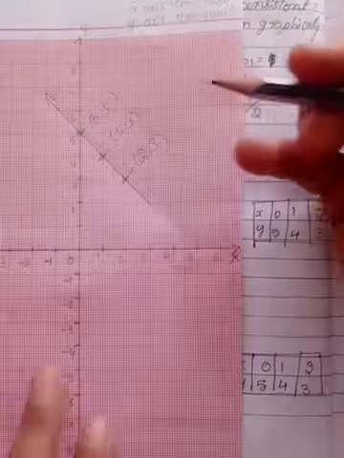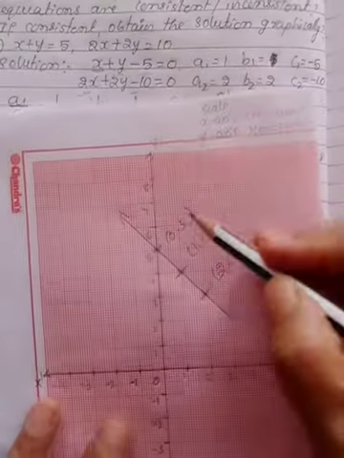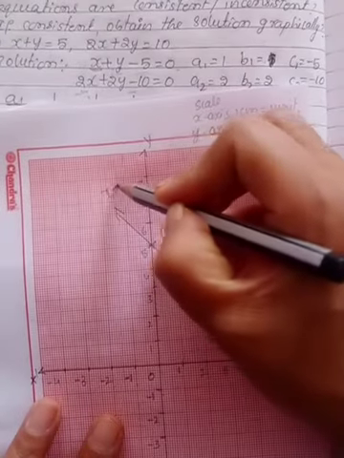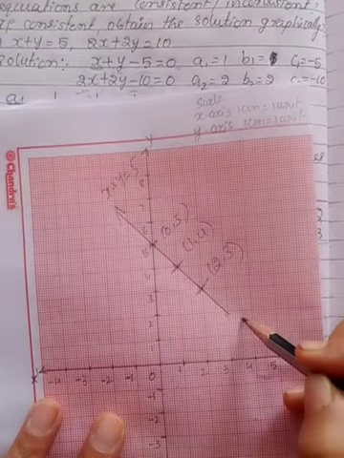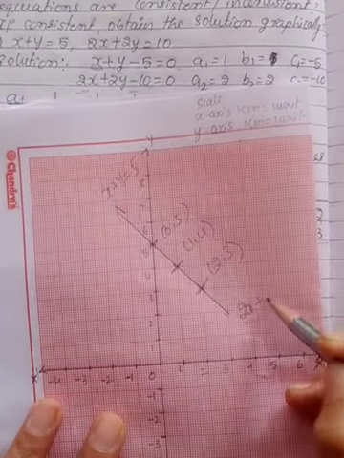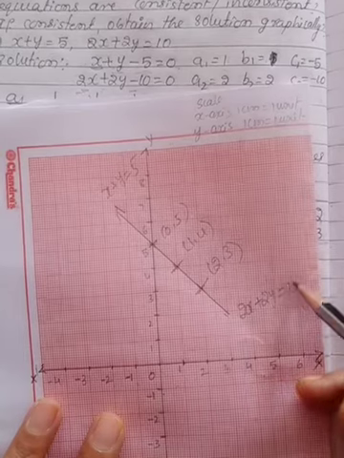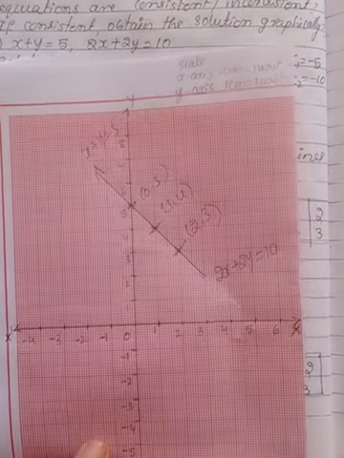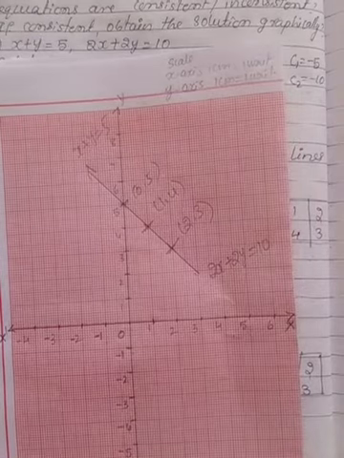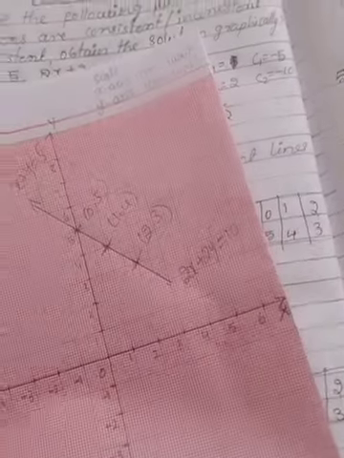Here you can give the equation as x plus y is equal to 5. Here you can give the equation as 2x plus 2y is equal to 10. So this is about the first problem. Now we will move to the next problem of the same topic.